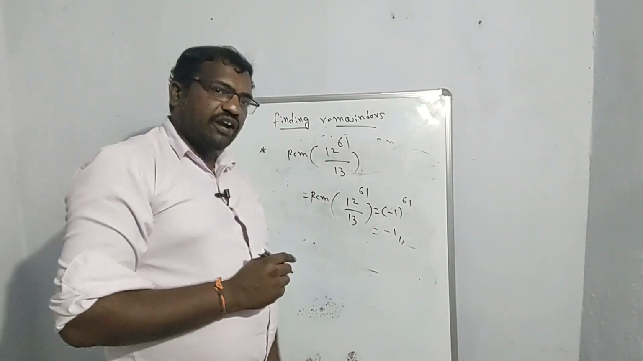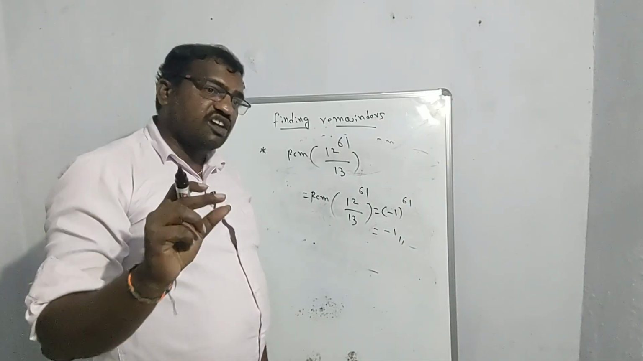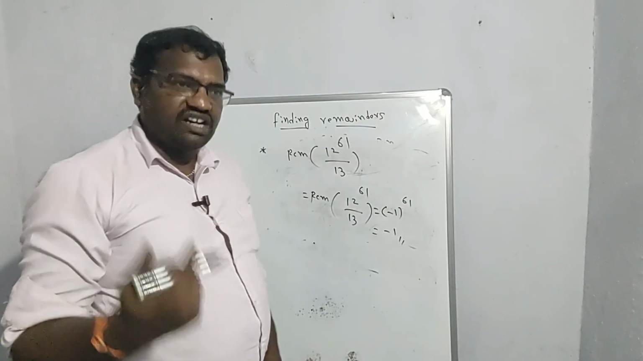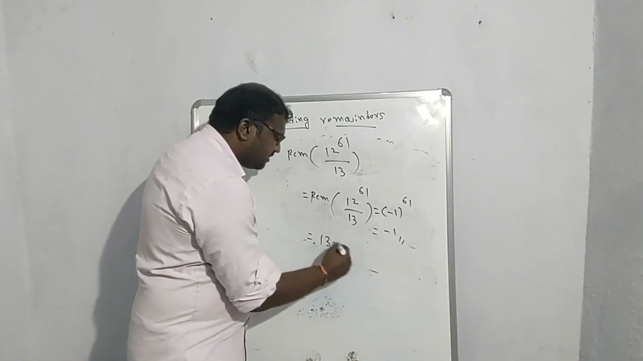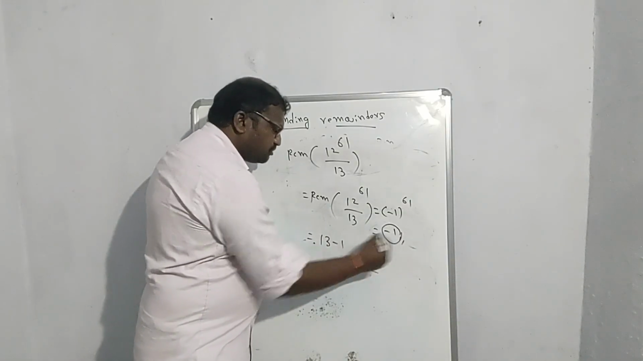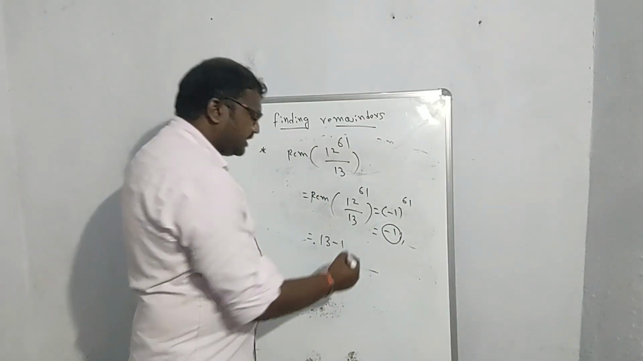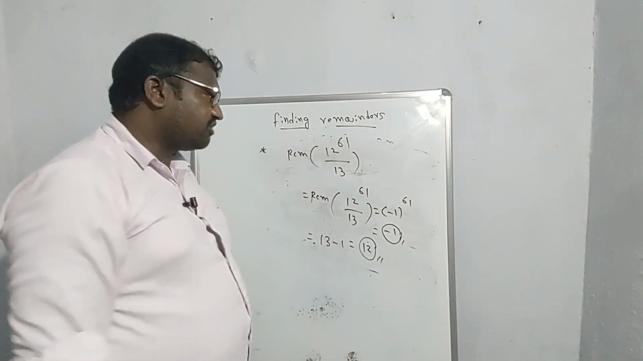But earlier I told one point: we cannot consider negative values. Your remainder should always be a positive value. Negative values are not considered as remainders. Already I told this point. So at that time, 13 minus 1. Subtract it from the divisor: 13 minus 1, the value is 12. 12 is the answer. The remainder is 12.